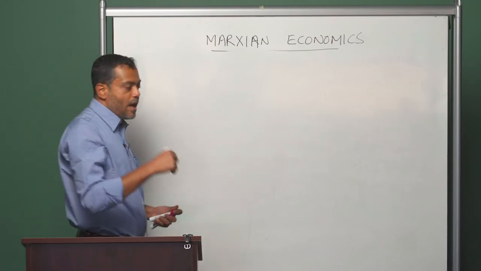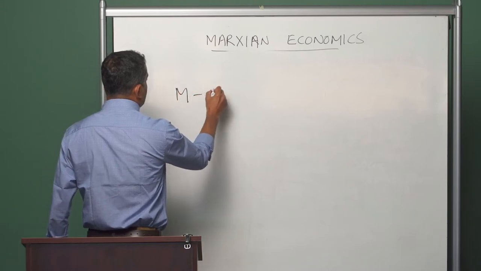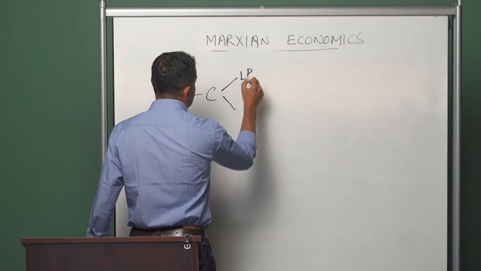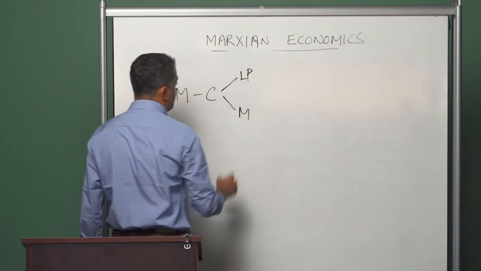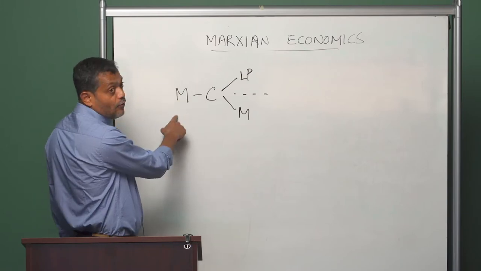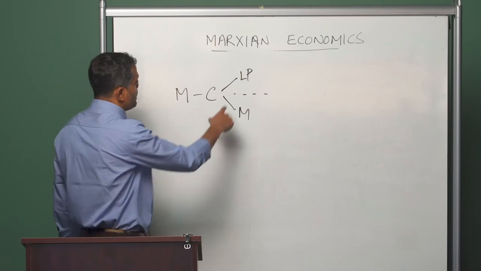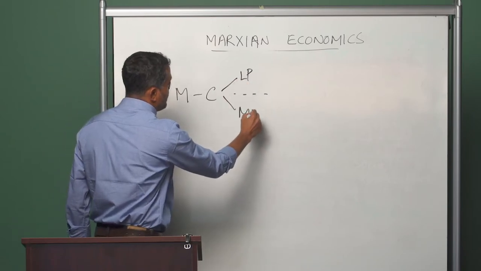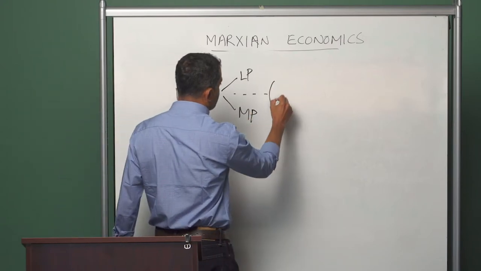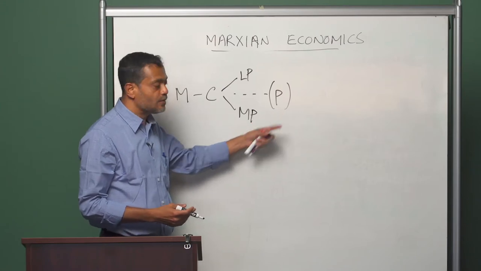So let us go back to the circuit of capital that will always be our starting point. So we have labor power, means of production. The capitalist starts with a sum of money, goes to the market, buys a bundle of commodities. There are two types of commodities the capitalist purchases, labor power and means of production. Then they are brought together in the production process.